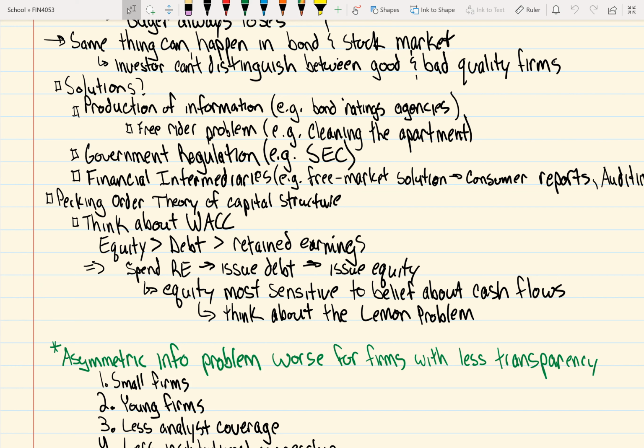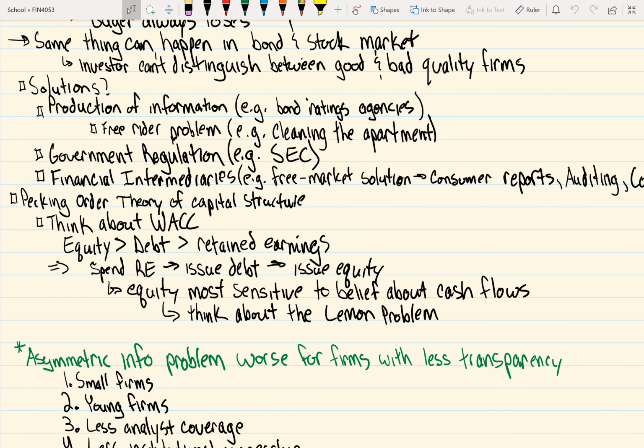So if they want to invest in a project, the first thing they're going to do is spend their retained earnings, because that is costless. Then they're going to issue debt, and then at the very end, if they absolutely have to, they'll issue equity. So the idea is that equity is more sensitive to the belief about cash flows. So if you think about the lemon problem, again, the example I went through with Elon Musk, if you're the buyer of the car and you know about the lemon problem, essentially, if a CEO or a firm is willing to issue more equity, that must be a signal that the CEO believes that equity is worth less than what he or she is trying to sell it for, which would be the current market price.